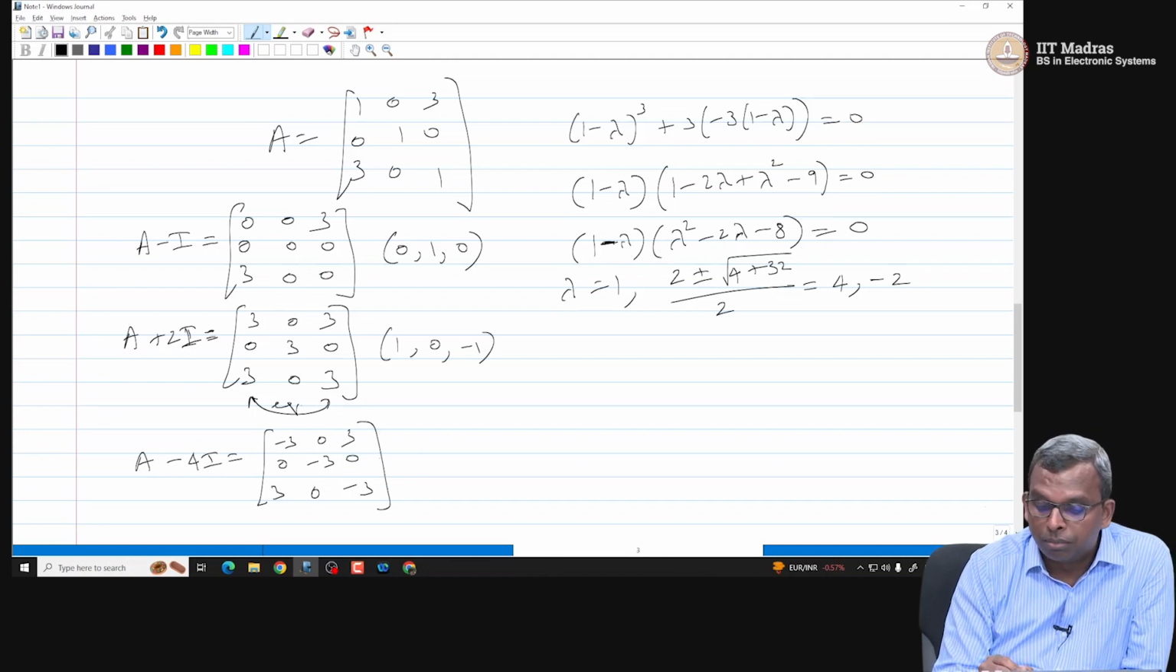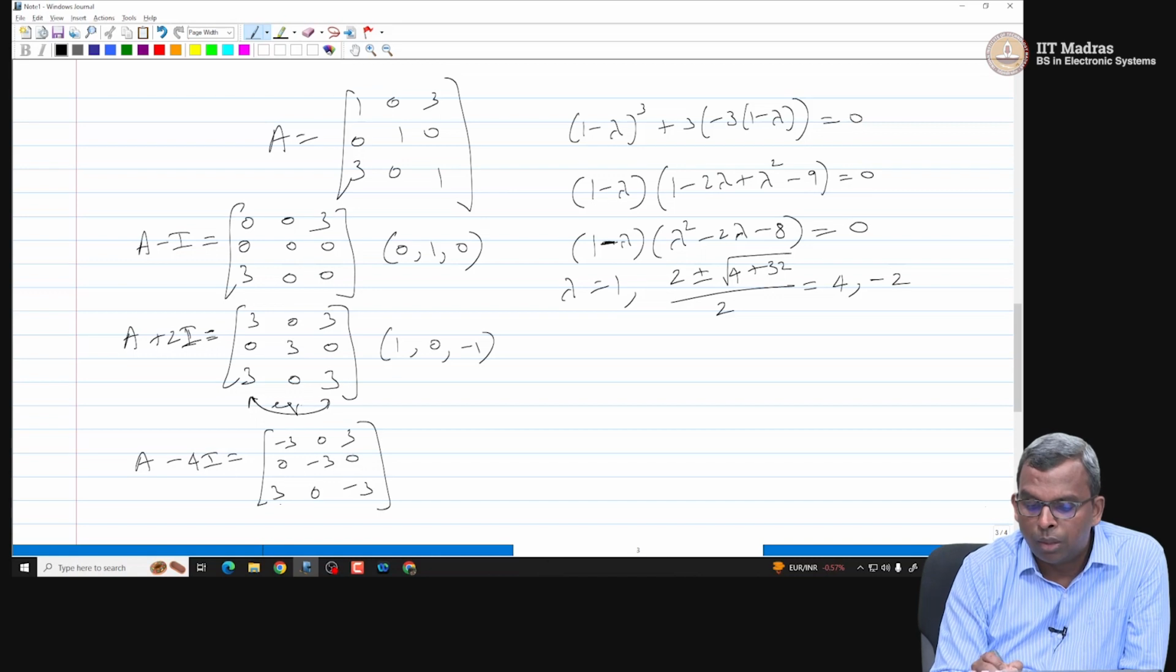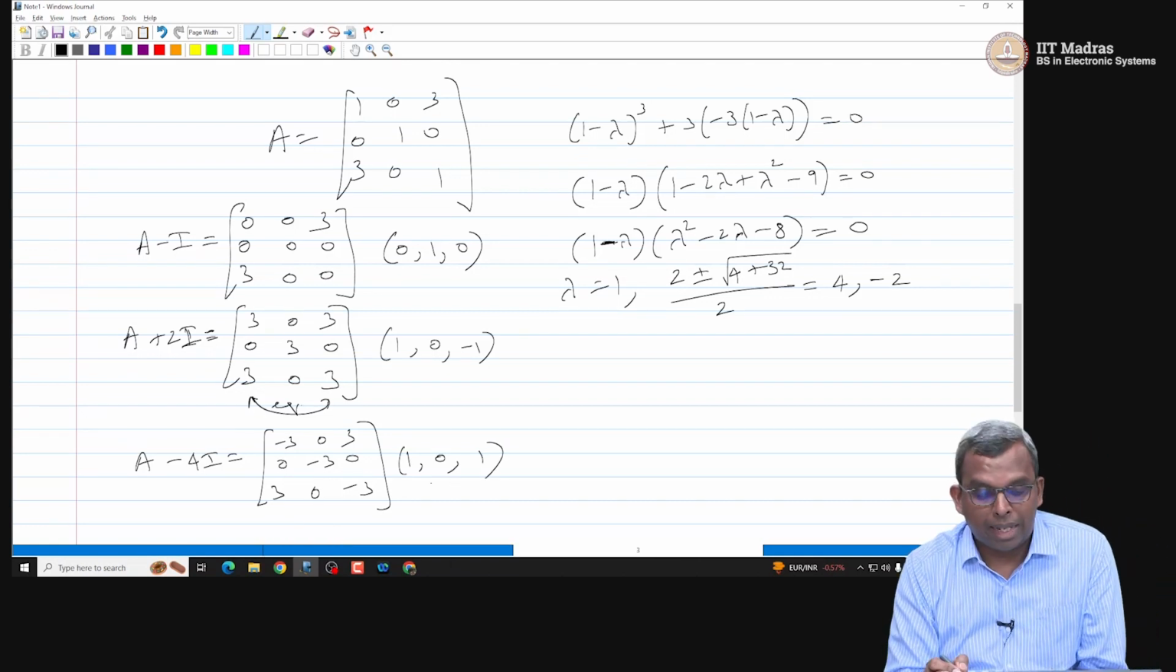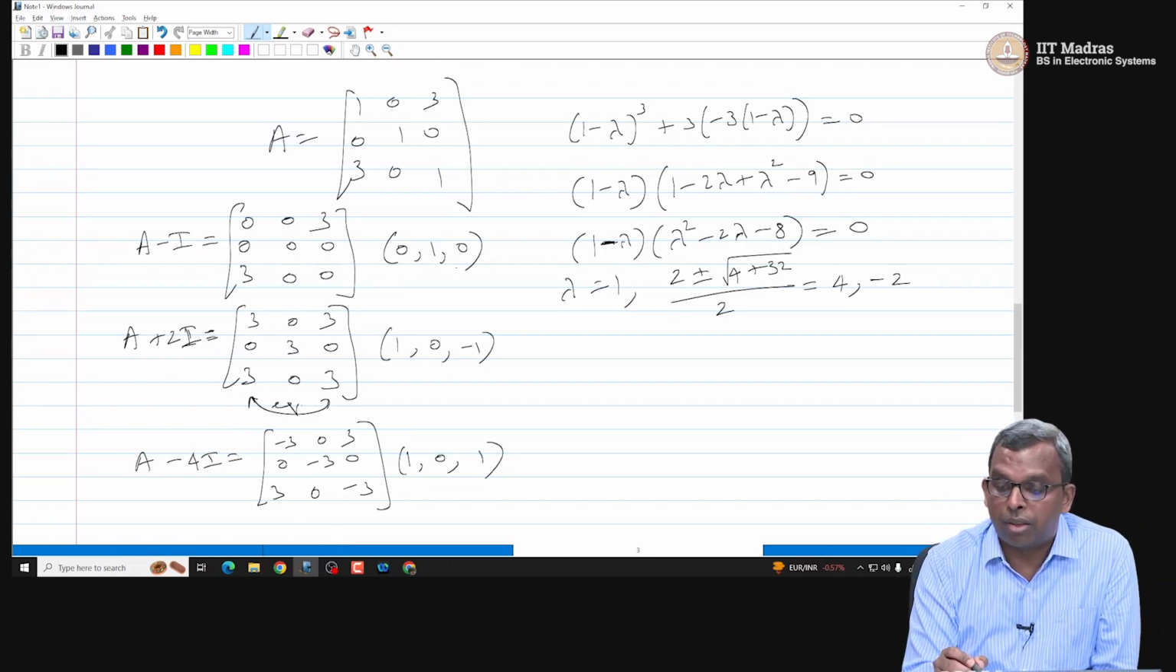What will you do here? Can you quickly identify? Maybe you can pause and identify before I write down the answer. I am going to write down the answer now. If you want, you can pause it and think for yourself and see if you get it right. So, you see the first and third columns are minus of each other. So, if I just do 1 0 1, I will get 0. So, my 3 eigenvectors are 0 1 0 with eigenvalue 1, 1 0 minus 1 with eigenvalue minus 2, and 1 0 1 with eigenvalue 4.